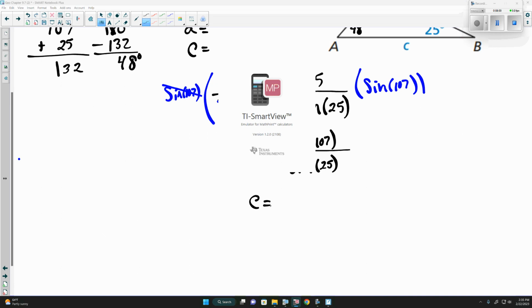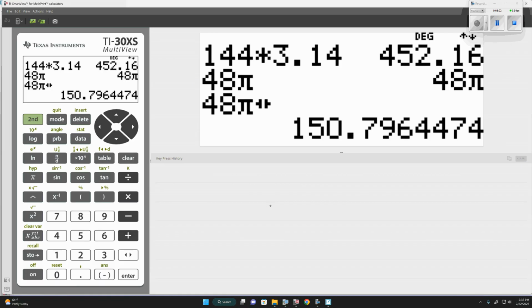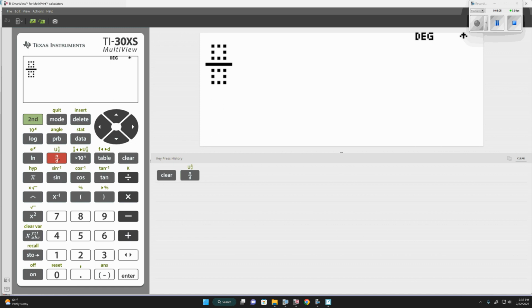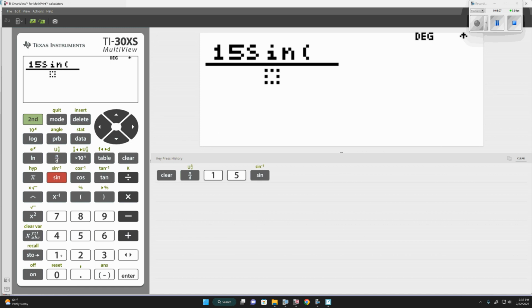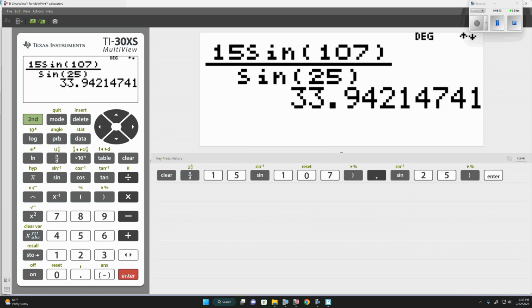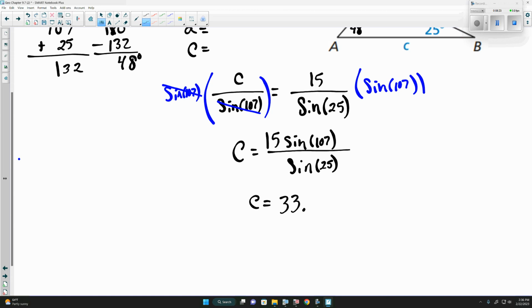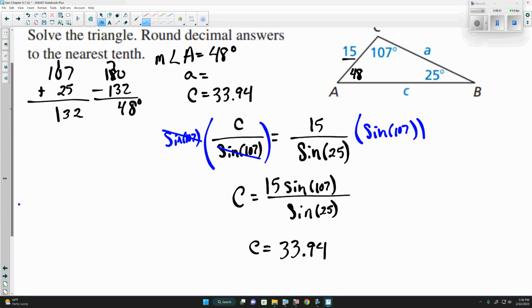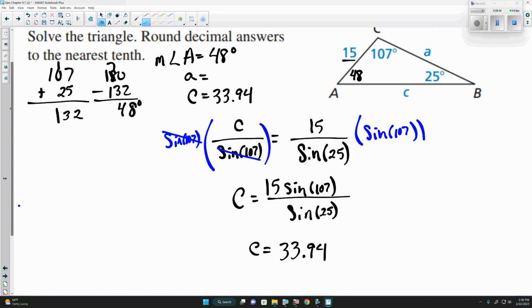So we'd have 15 times sine of 107 over sine of 25. We'll round to 2 decimal places. So 33.94. Questions on how we found side length C?